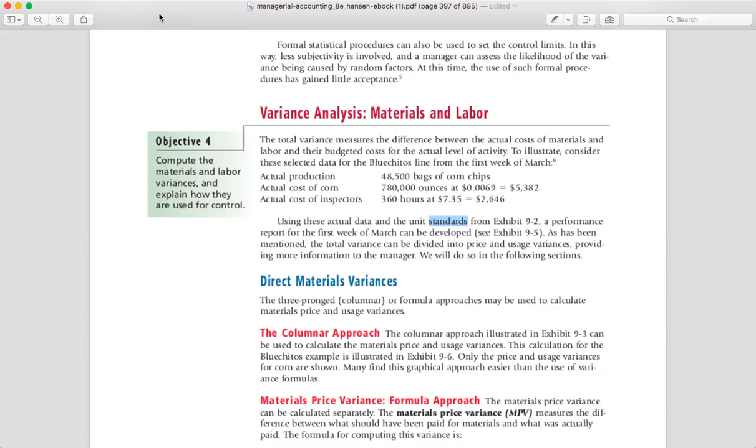All right, so this is the second video of the variance analysis. The objective of this one: students need to compute the materials and also the labor variances and explain how they are used for control. Right, so let's have a look. This one is variance analysis for materials and also the labor.